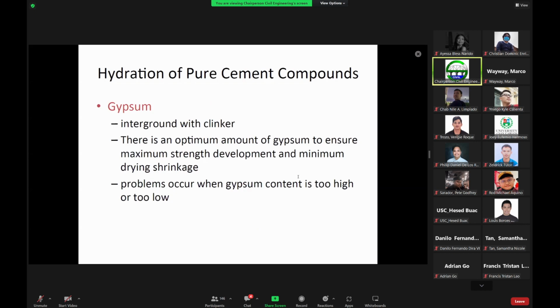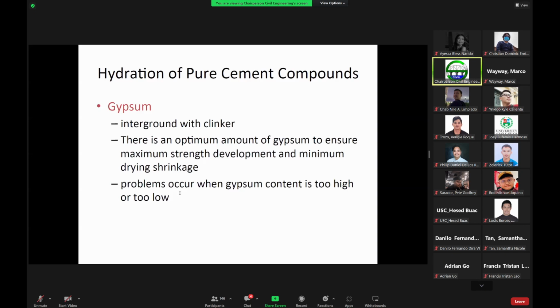Then last but not the least among your cement compounds is gypsum. This gypsum is interground with your clinker to control the setting time of your concrete and to provide enough workability so we can place your concrete. Again, we have an optimum amount to ensure that your concrete will gain enough strength and also to minimize the drying shrinkage of your concrete.